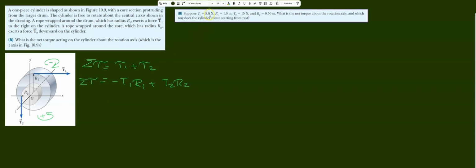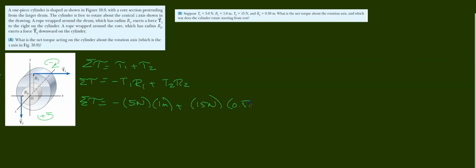If in part B we're giving the numbers, well, then we just have to substitute. Minus tension 1 is 5 newtons, radius 1 is 1 meter, plus tension 2 is 15 newtons, radius 2 is 0.5 meters. So this is going to give us minus 5 plus 7.5. So we're going to get positive 2.5 Newton meter, newtons times meters.